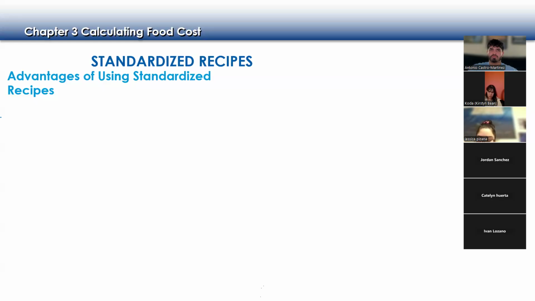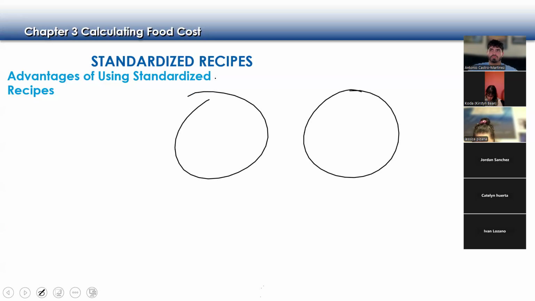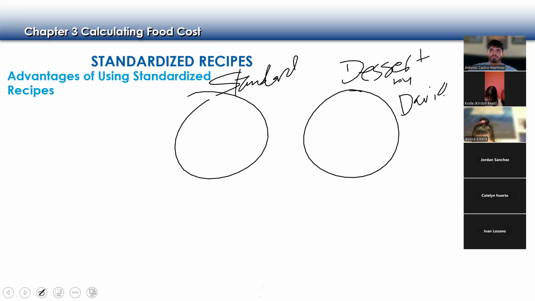Okay. I'll give you an example. When I worked for TGI Fridays, we had a dessert. Okay. So I'm going to show you the standard recipe. Okay. And this was Dessert by David. So at TGI Fridays, if you go to any TGI Fridays and order the same dessert, it's supposed to look the same no matter where you go, right?